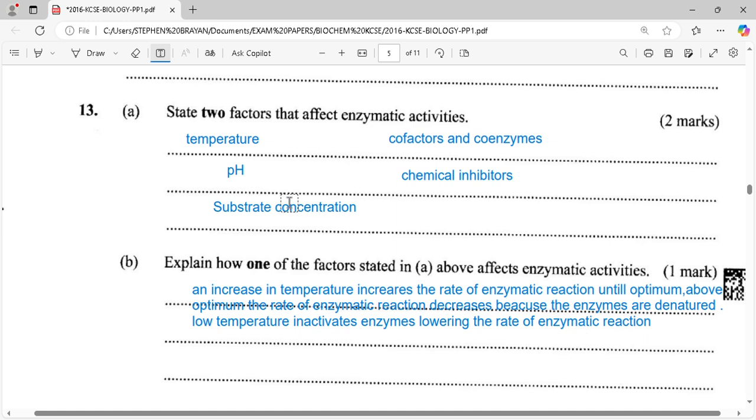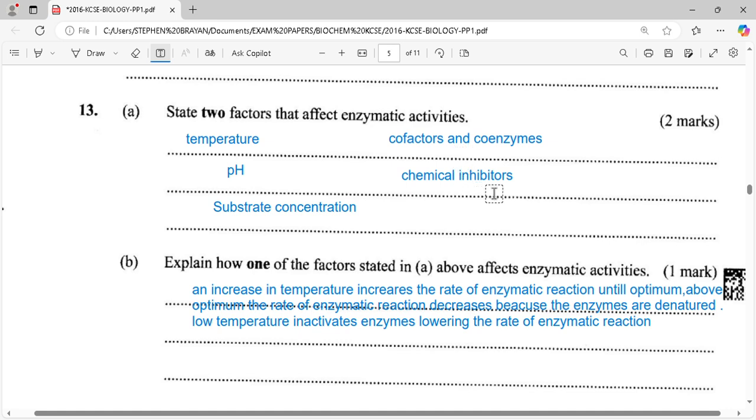When we talk about pH, you can say that enzymes work best at optimum pH, and extreme pH denatures enzymes. When we talk about substrate concentration, the rate of enzymatic reaction increases with an increase in substrate concentration. In short, the higher the substrate concentration, the higher the rate of reaction. When the substrate concentration decreases, the rate also decreases. When we talk about cofactors and coenzymes, their function is to complement the enzymes, so they increase the rate of enzymatic reaction.